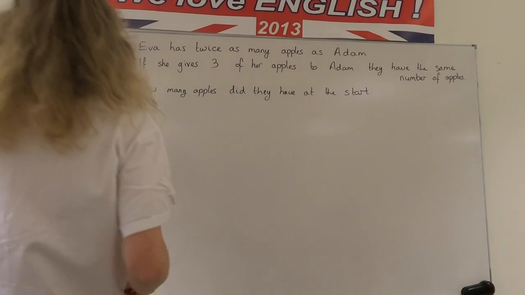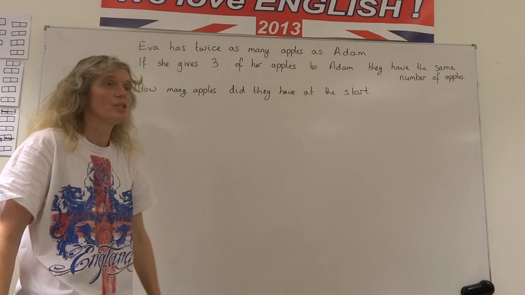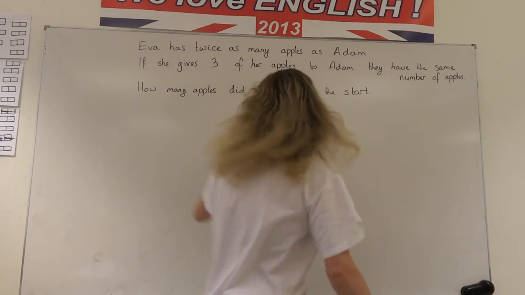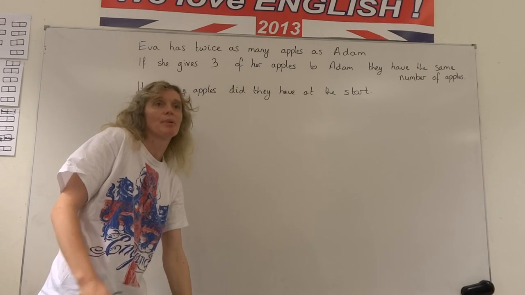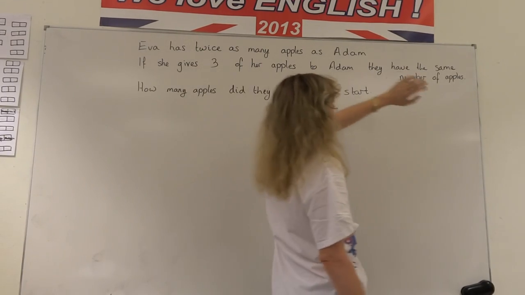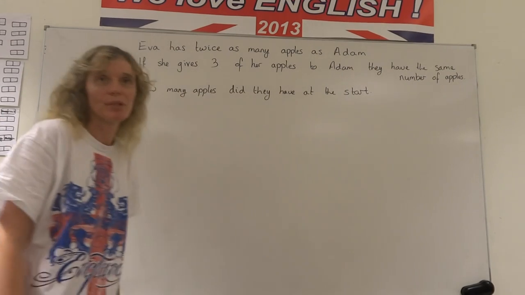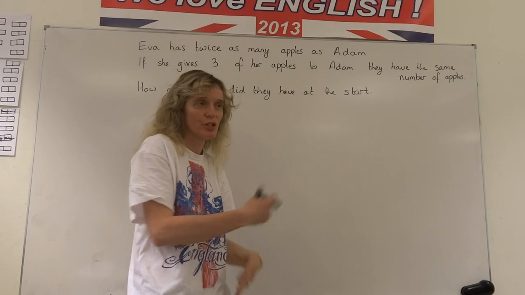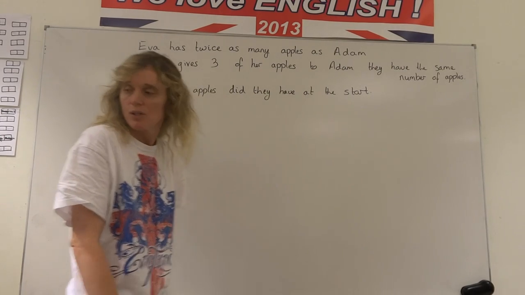Here's another equation type of question, and a lot of these questions have lots of words. Ava has twice as many apples as Adam. If she gives 3 of her apples to Adam, they're going to have the same number of apples. How many apples did they have from the start, before she started giving?